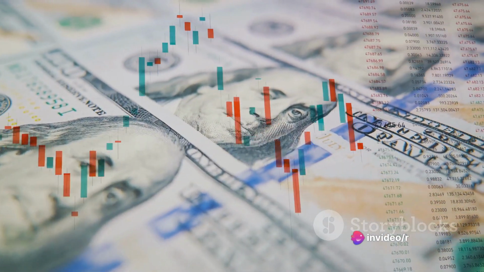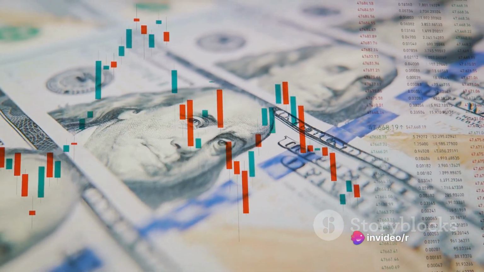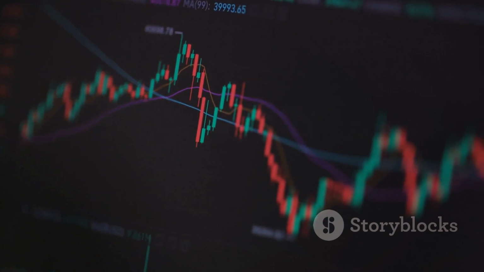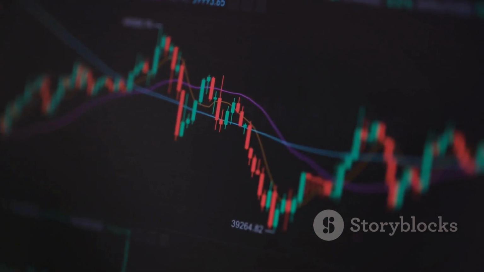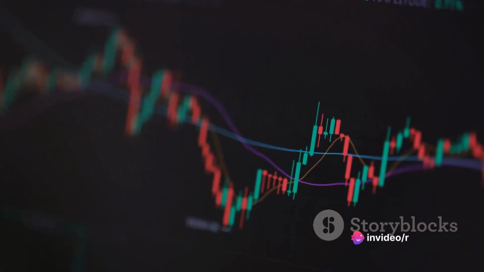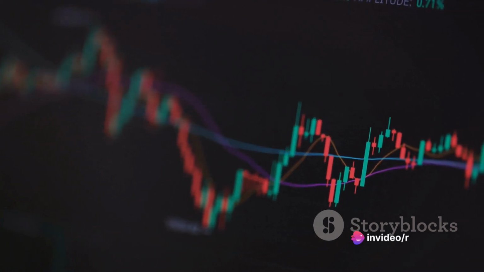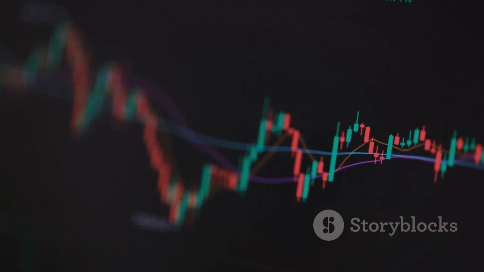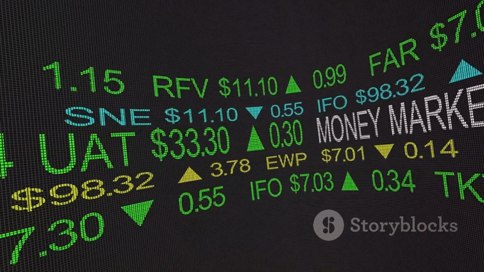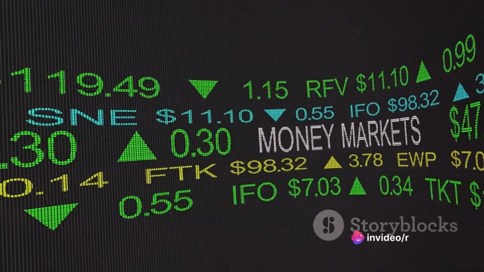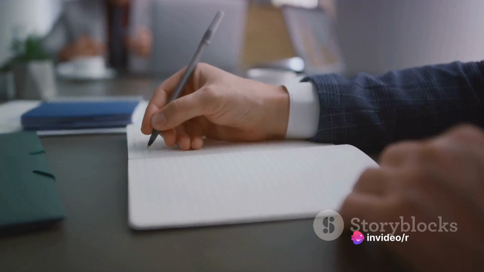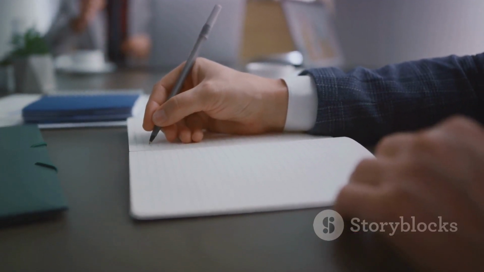In the money, ITM: an option that has intrinsic value. For call options, it means the underlying asset's price is higher than the strike price. For put options, it means the underlying asset's price is lower than the strike price. Out of the money, OTM: an option with no intrinsic value. For call options, it means the underlying asset's price is lower than the strike price. For put options, it means the underlying asset's price is higher than the strike price. At the money, ATM: an option with a strike price equal to the current market price of the underlying asset.